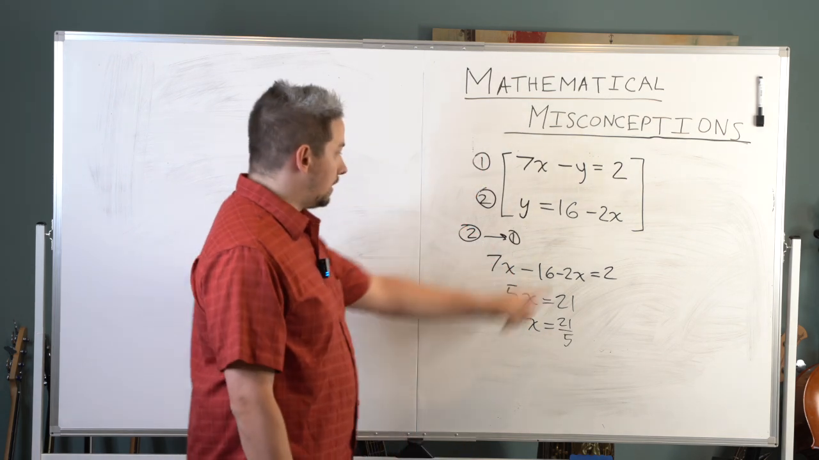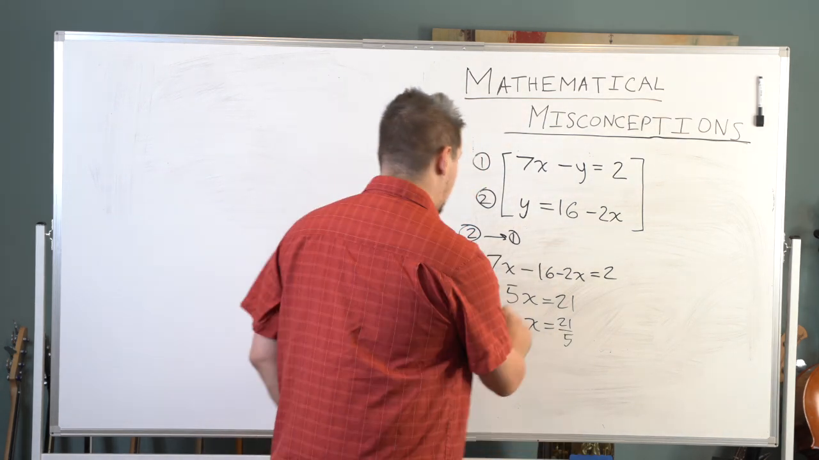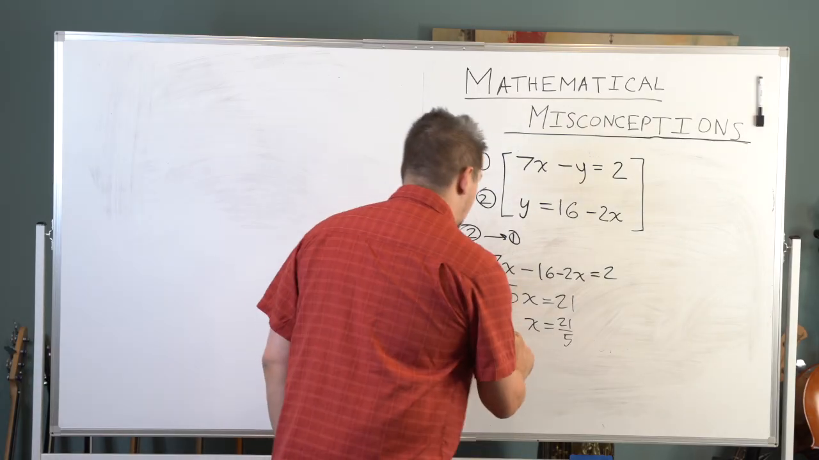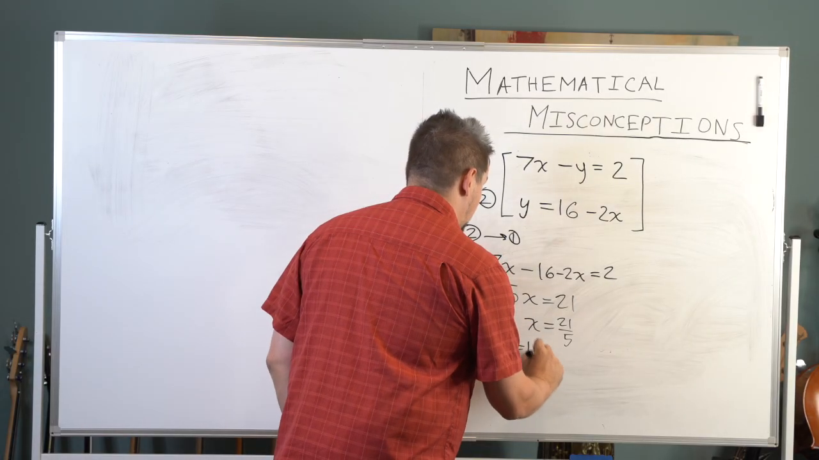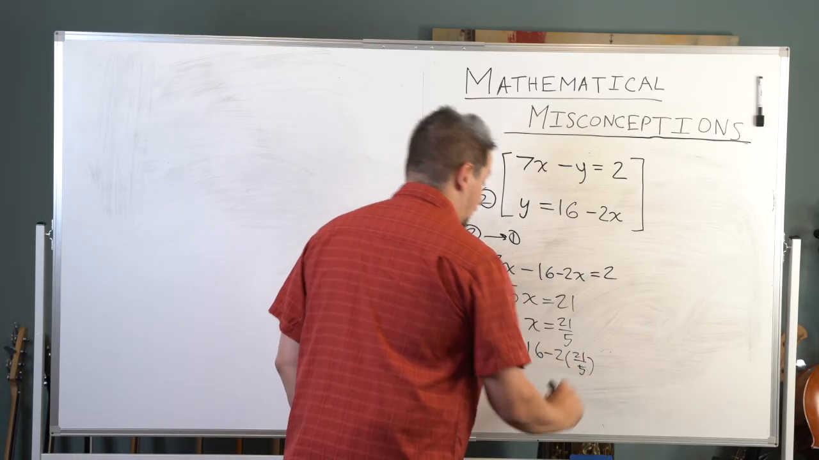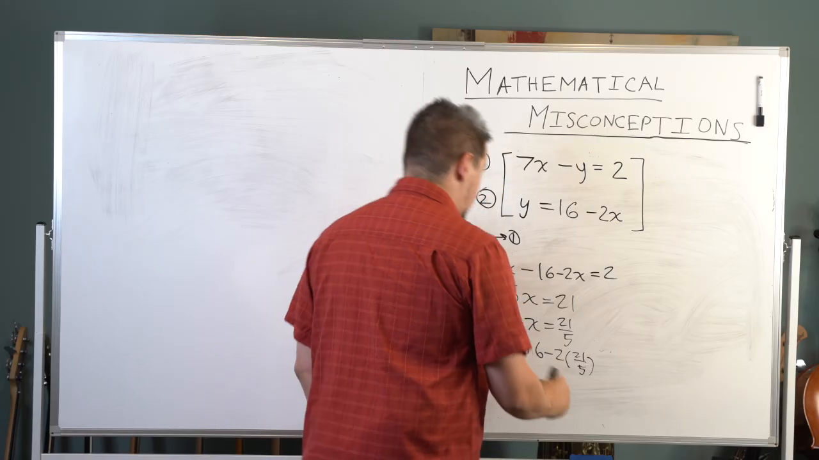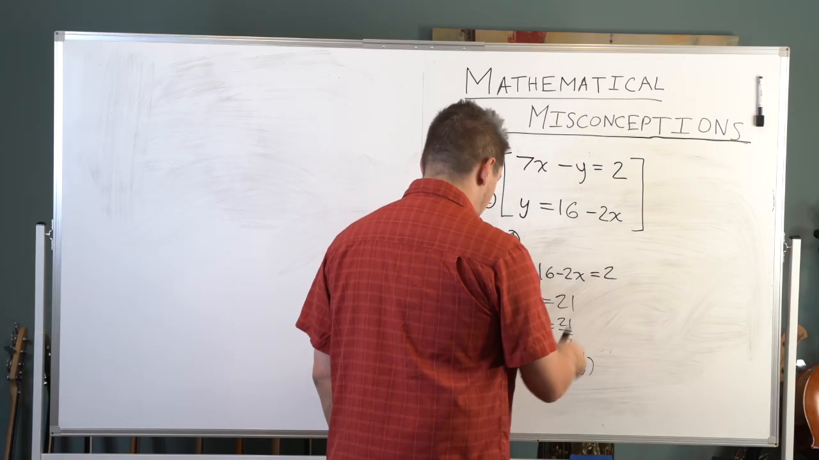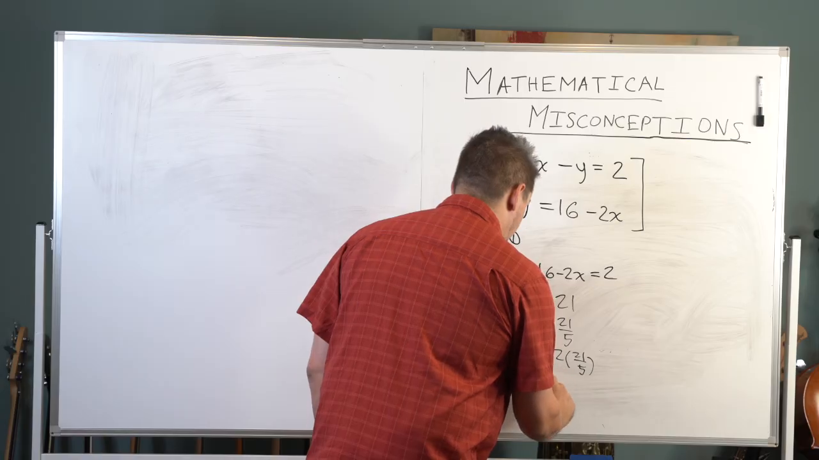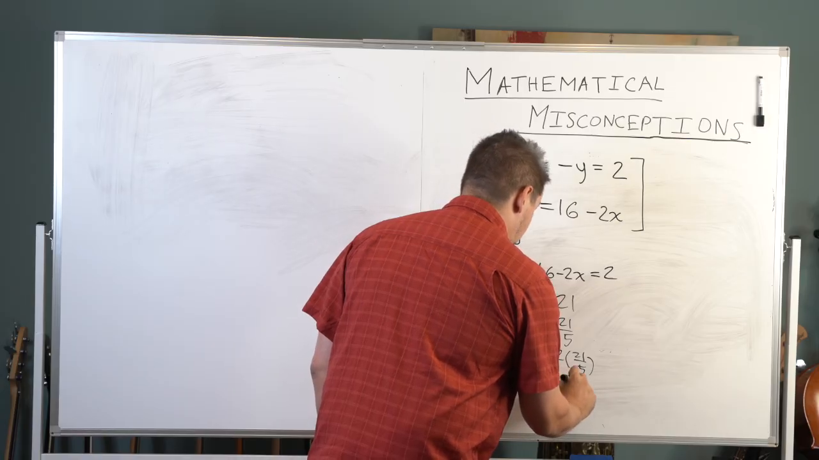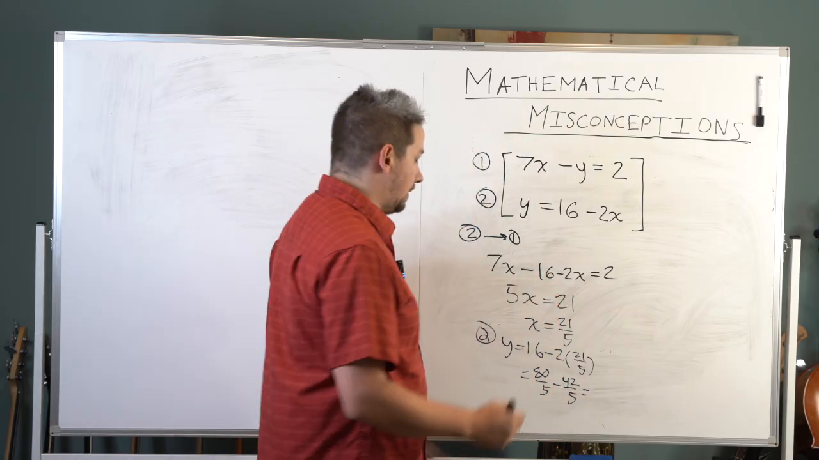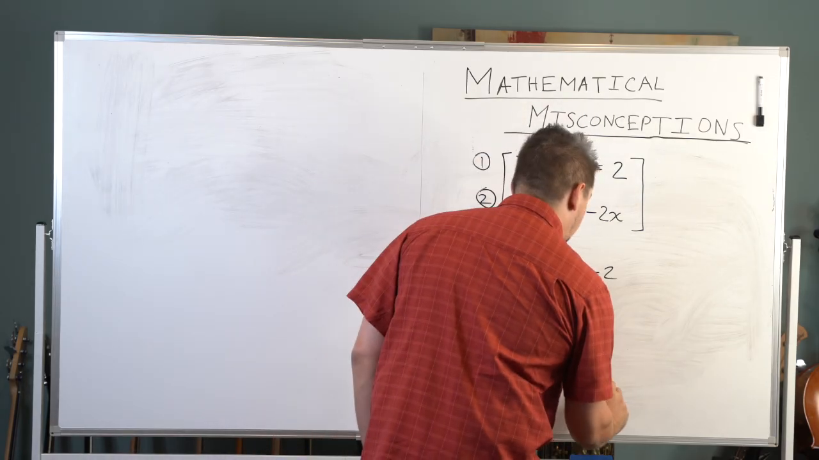All right, and then from there, we can plug this in. So in equation 2, we can plug in our answer. And we have y equals 16 minus 2 times 21 over 5. Then that's just going to give us, let's put 16 over 5, so 5 times 16 is 80 over 5, minus 42 over 5, which is equal to, and then what is 80 minus 42? That's 38 over 5.